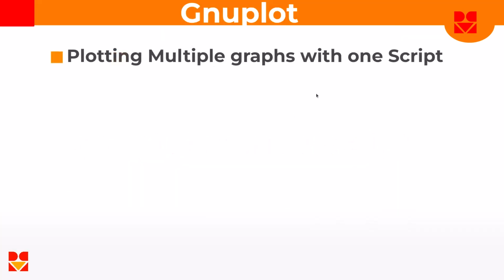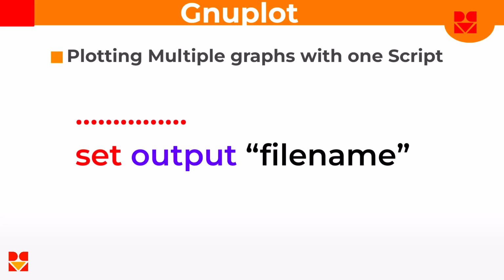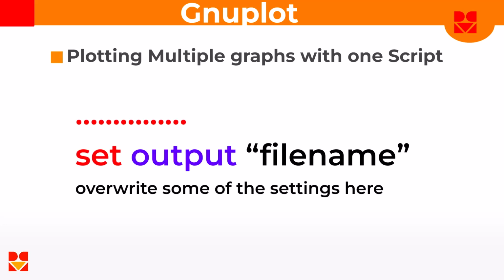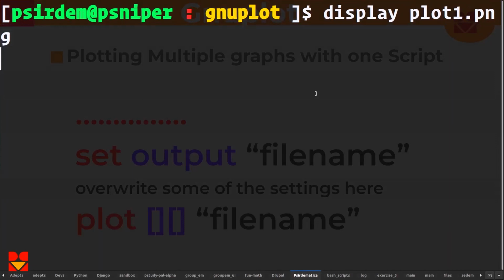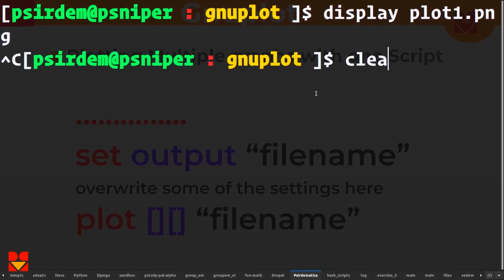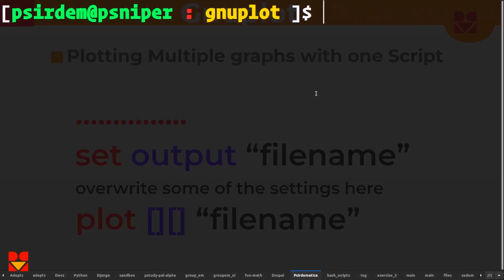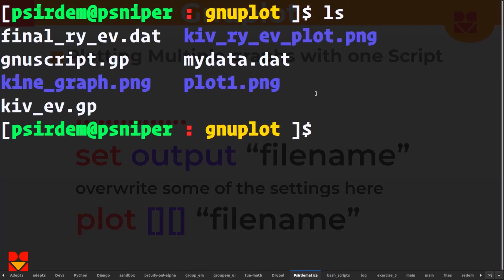So the next thing is I want to see how I can use one script to plot multiple graphs, right? So if I want to plot multiple graphs, all I have to do is set the output file name differently and then override some of the settings if I want to, and then run the plot again. So let me do Control C to exit the display. Then for the sake of you guys, let me copy the Gnuplot script.